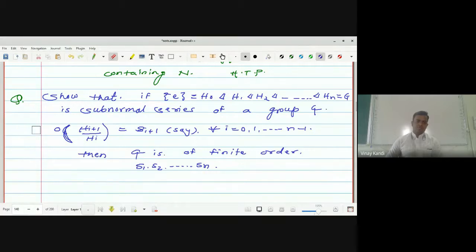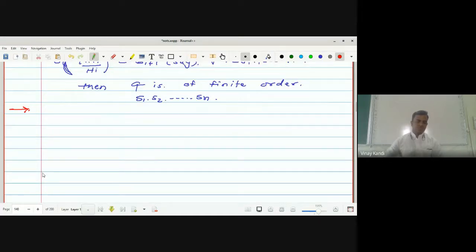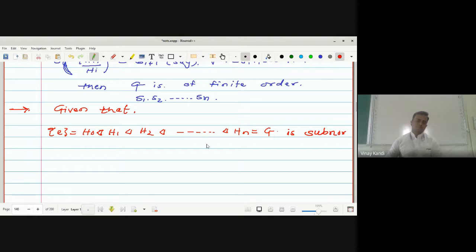Okay, wait. Proof. Given that, write down first. Given things: the singleton E, which is equal to H0, is normal in H1, is normal in H2, is normal in up to so on Hn, which is equal to G, is a subnormal series.